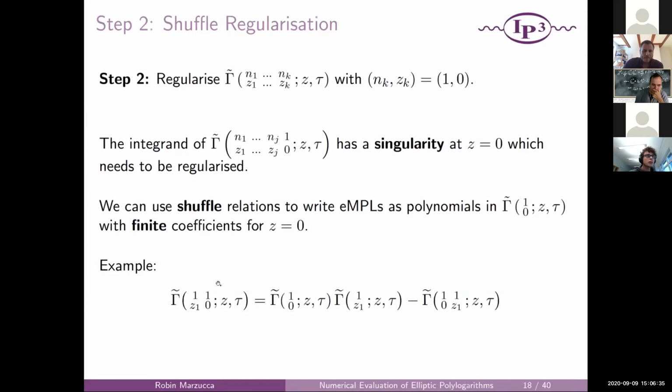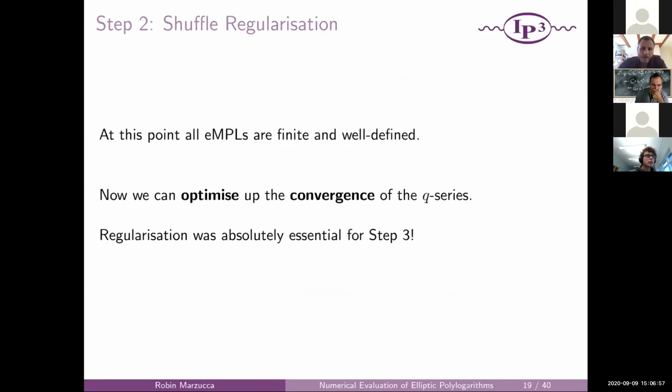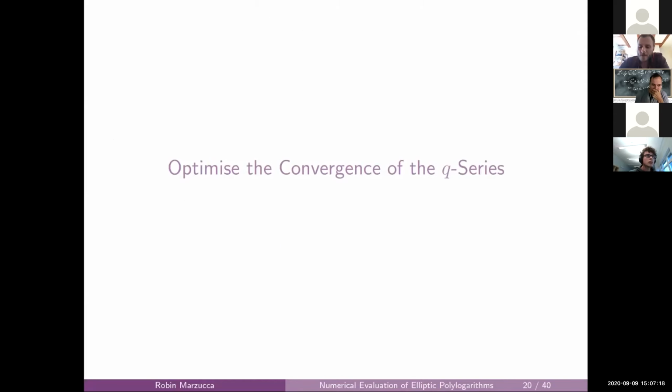And here's the example. So this is the EMPL we saw in the previous example, which has a 1, 0 here in the back. So you can use shuffle relations to write it in this form. And now all of these EMPLs are regularized and finite for z going to 0. Okay, so at this point, all of our EMPLs are well defined, and we can start to think about the convergence of the Q series. But it is very important to first regularize them before the next step, because otherwise you might get some wrong results. So step 3 is to optimize the convergence.